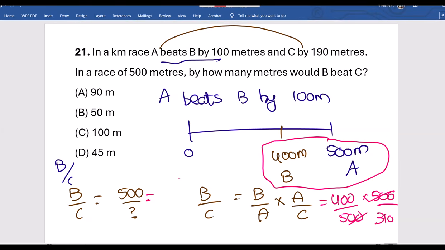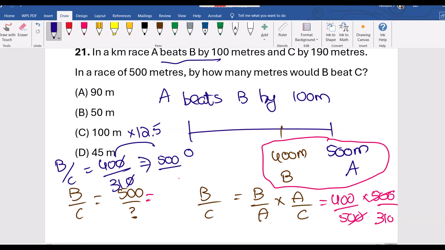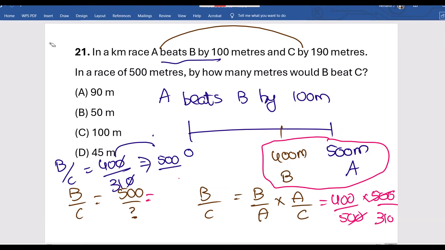B by C, I came to know, is 400 divided by 310, or 40 divided by 31. Now I want the numerator to be 500, which means this is multiplied with 12.5. We need some factor for the denominator, and with that we can decide the answer. So yes, what is the mistake actually here? The entire thing is wrong. Why? In the entire discussion, we made one mistake.